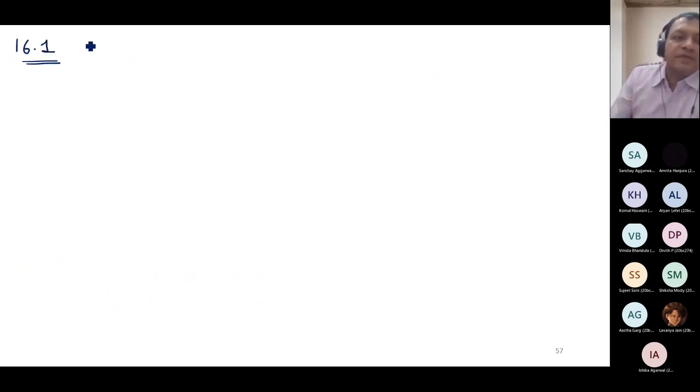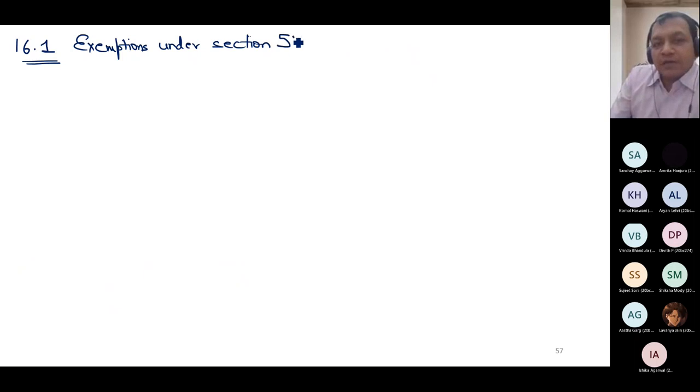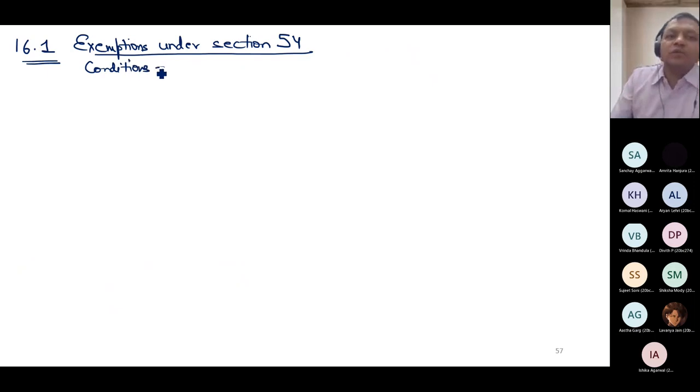So first exemption. Exemption under section 54, and do remember these sections are only for the capital gain topic. Don't use these sections in other heads. Exemption under section 54, so what it says, conditions. This exemption is available only to an individual or HUF.